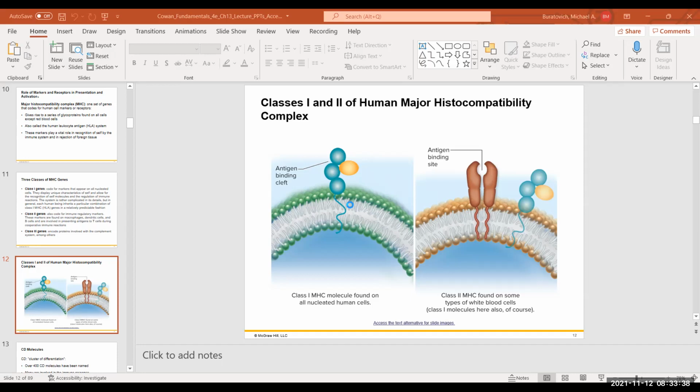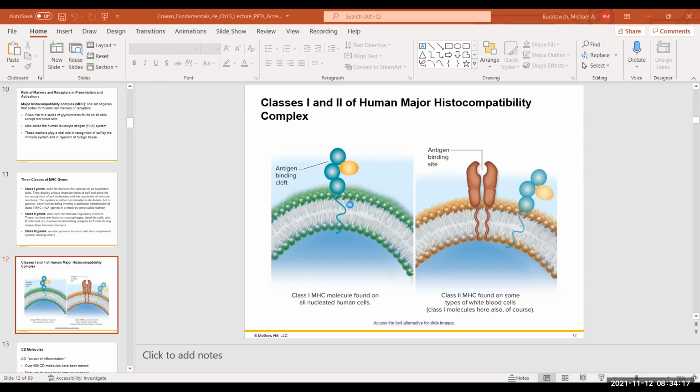This piece on the back, the common part of the Y, that is called the F sub C portion, or the FC portion. It's called FC because if you clip the antibody in half, that piece will crystallize. So it's the fragment that crystallizes. That's the piece that interacts with receptors on the surfaces of cells. That part doesn't bind antigen. This piece on the ends of the Y, they bind the antigen.